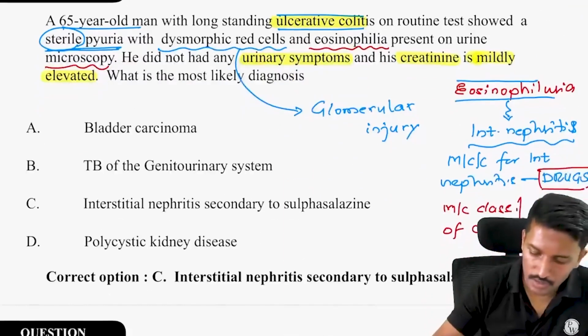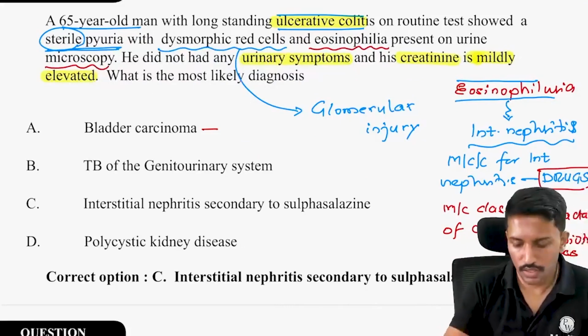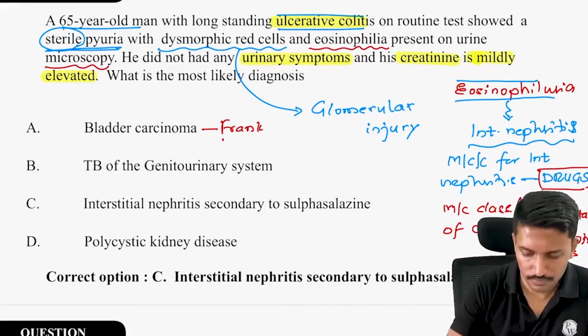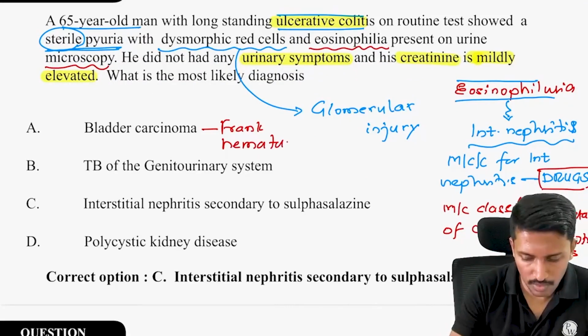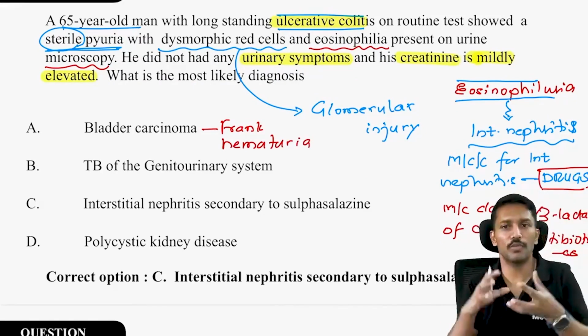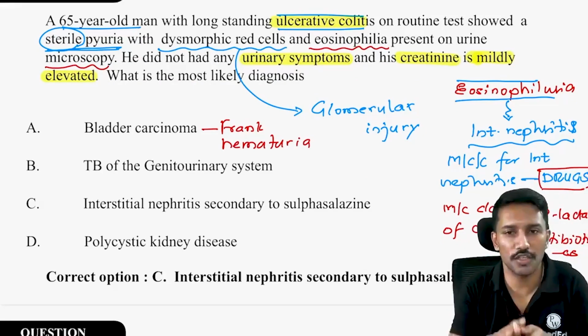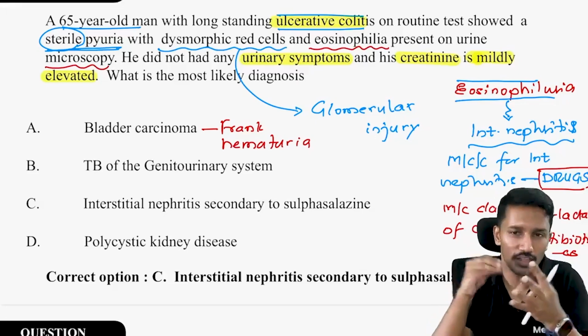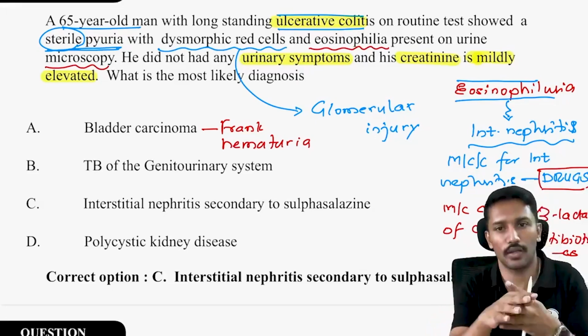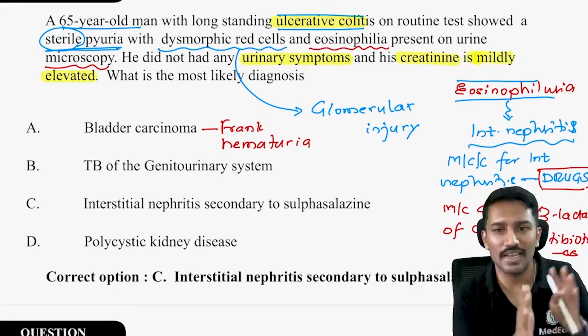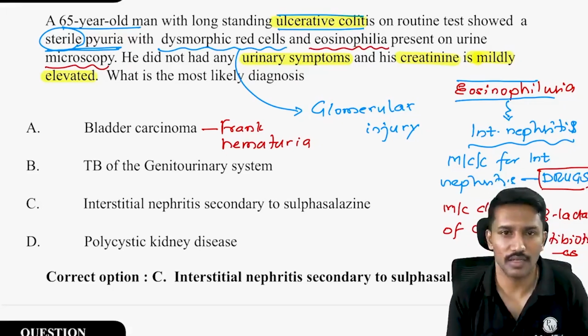Okay. Now, if indeed it was a bladder carcinoma, he would have had frank hematuria, not dysmorphic RBCs. RBCs, when you say dysmorphic, means their shape has changed. The shape will only change when they have to pass through injured glomeruli. Dysmorphic RBCs indicates glomerular injury. As simple as that, right?